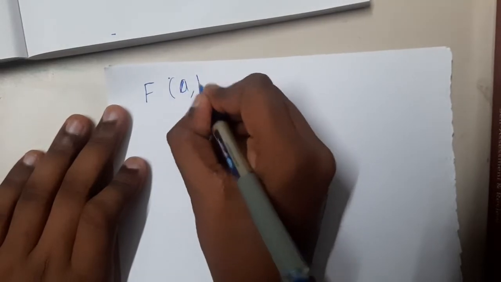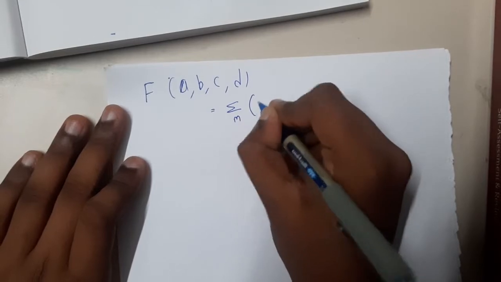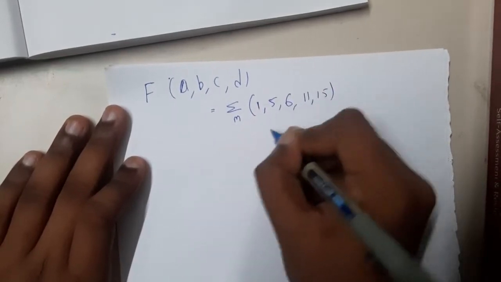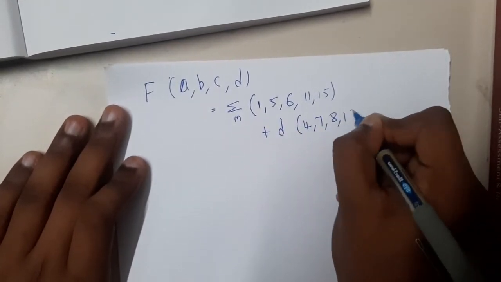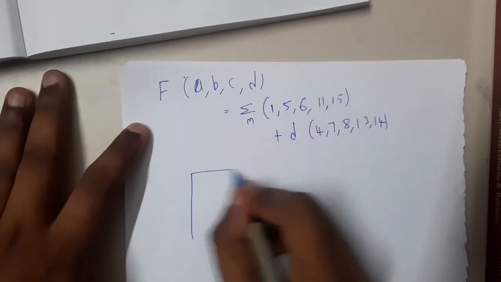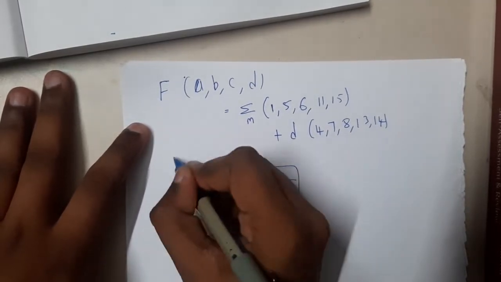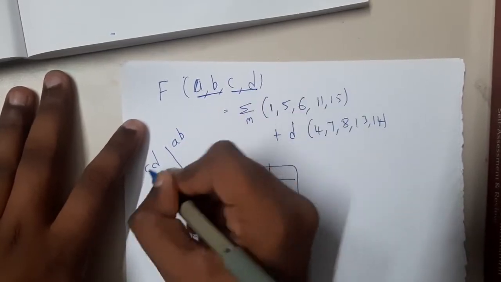So the question is F of A, B, C, D is equal to sigma of M, that is nothing but minterms of 1, 5, 6, 11, 15 plus don't care conditions of 4, 7, 8, 13, 14. The first thing is they gave ABCD, right? Now draw our matrix representation, the K map. On top write AB and CD. The first two terms write on the top and the next two terms write on the side.